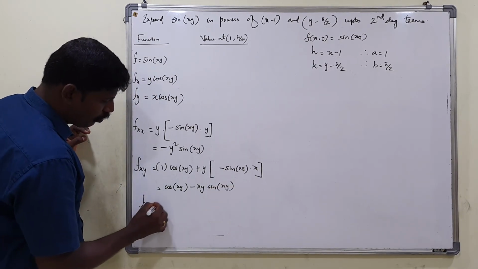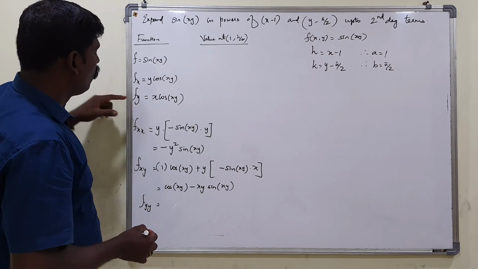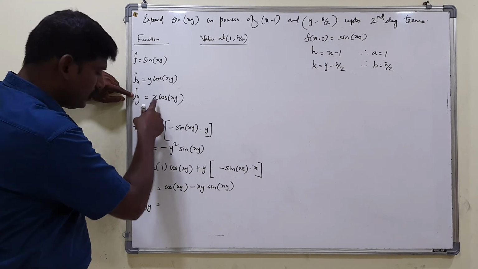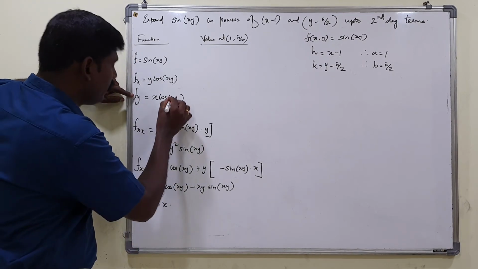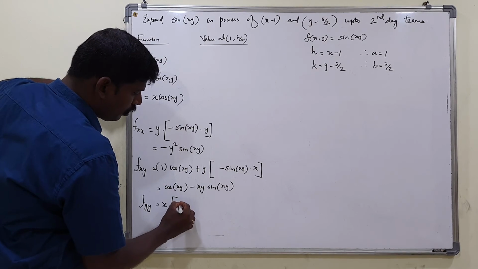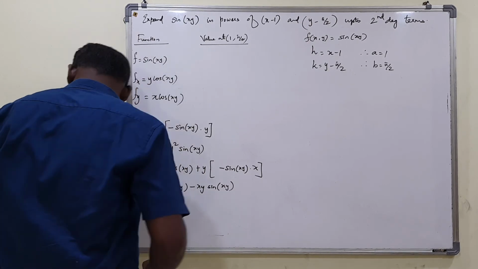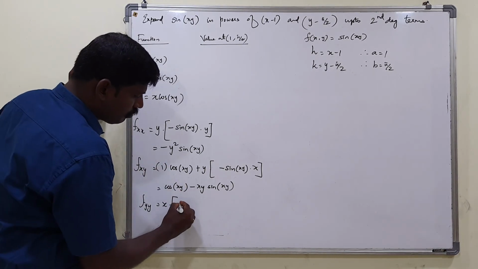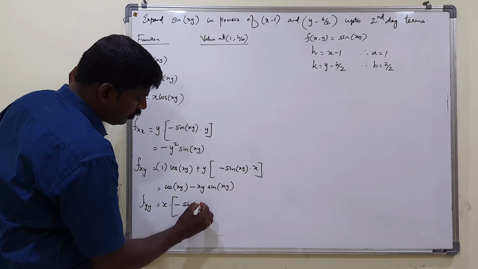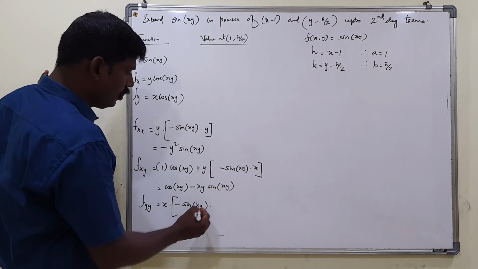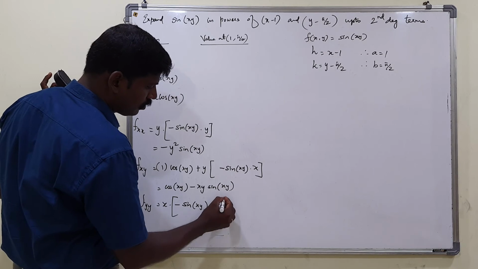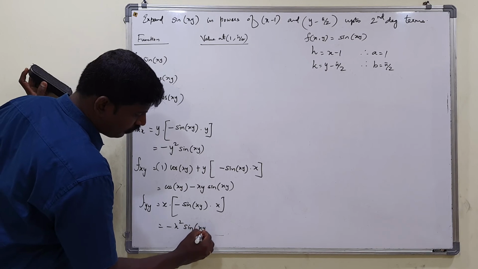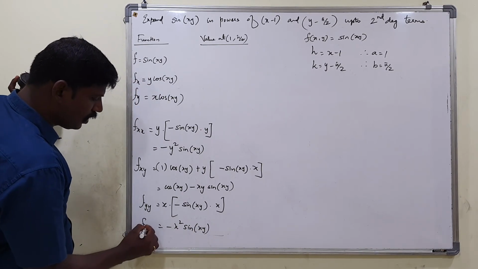And then finally f_yy. Differentiate this once again with respect to y. So x is here, so keep it as constant. What is the derivative of cos xy with respect to y? That is minus sin of xy into y becomes 1 into x. That is equal to minus x square into sin of xy. So this is the value of f_yy.